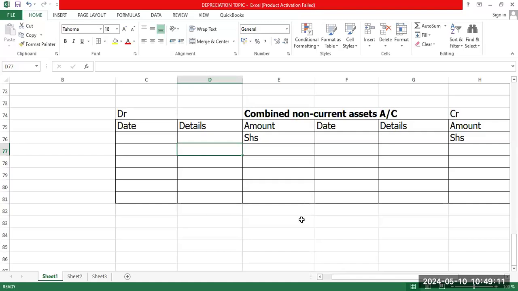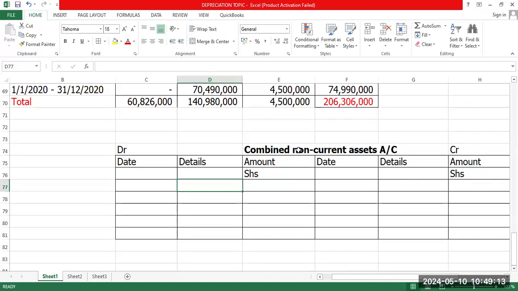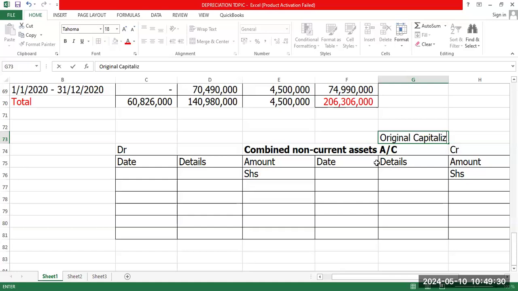So here we are recording combined non-current assets. What are you recording? Here we are just recording the original capitalized costs. How much did you incur when you were purchasing each asset? And you have to record each asset.